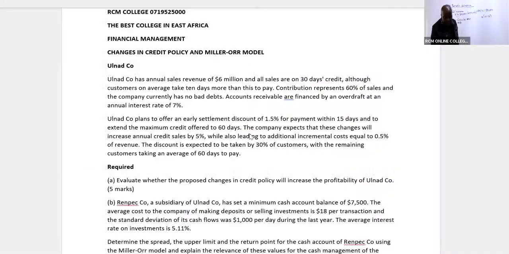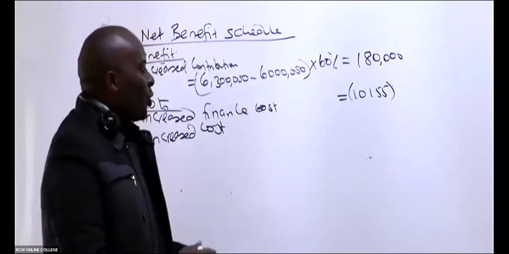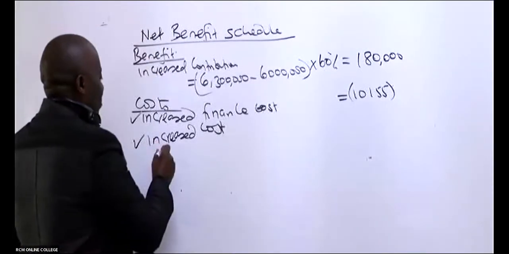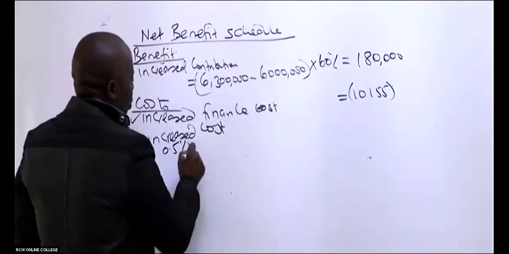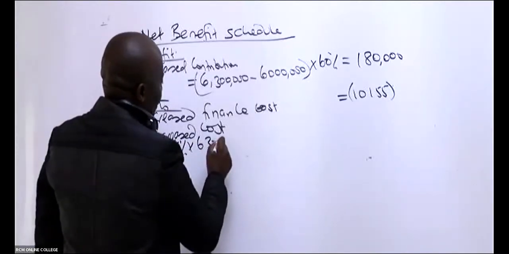Yeah, so we are told here that the company expects that these changes will increase annual credit sales by 5%, while also leading to additional incremental costs equaling 0.5% of revenue. So the increased cost will be 0.5% of our new revenue, which is 6.3 million.